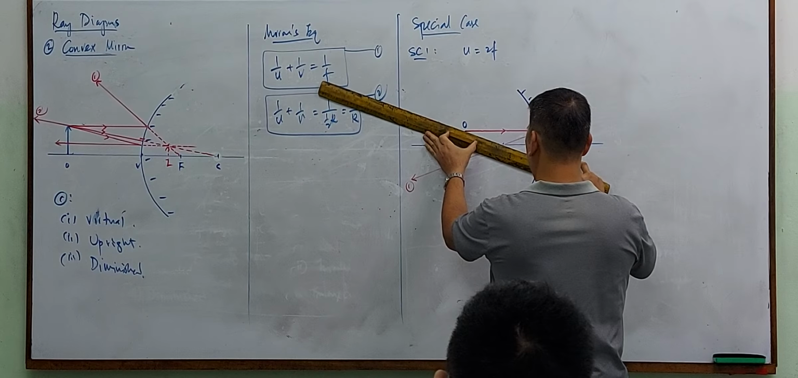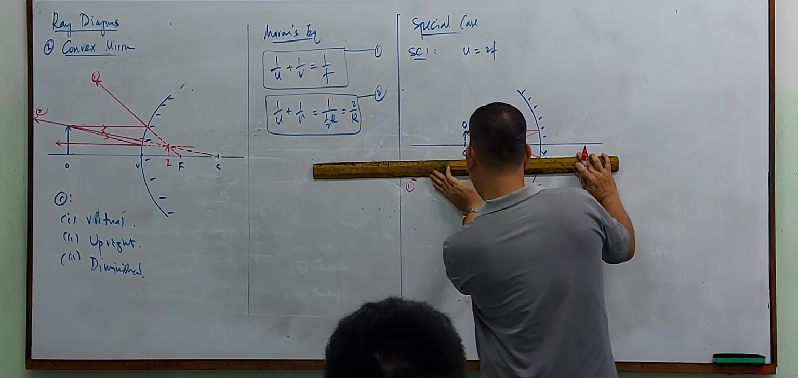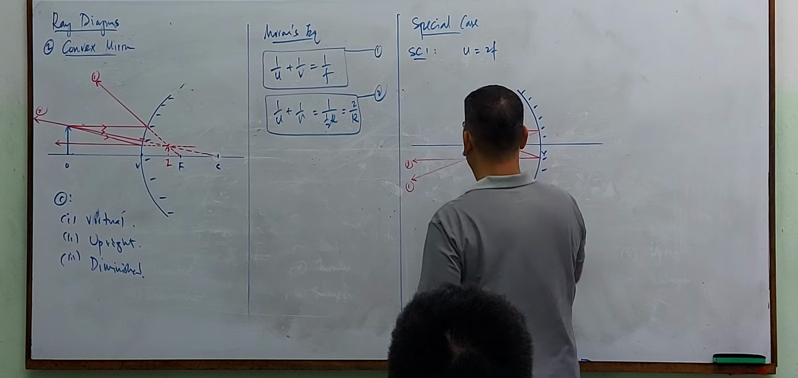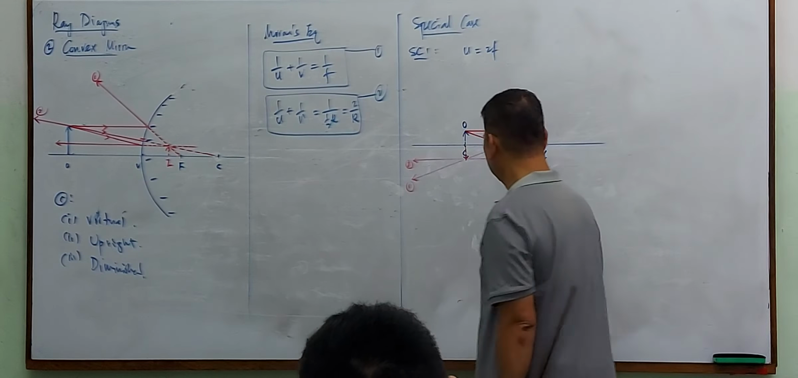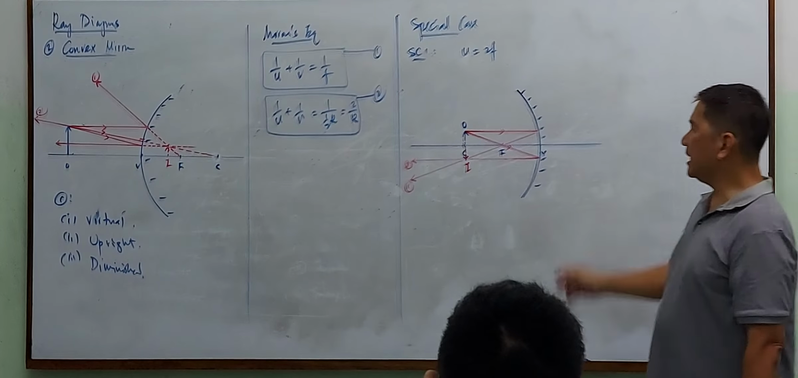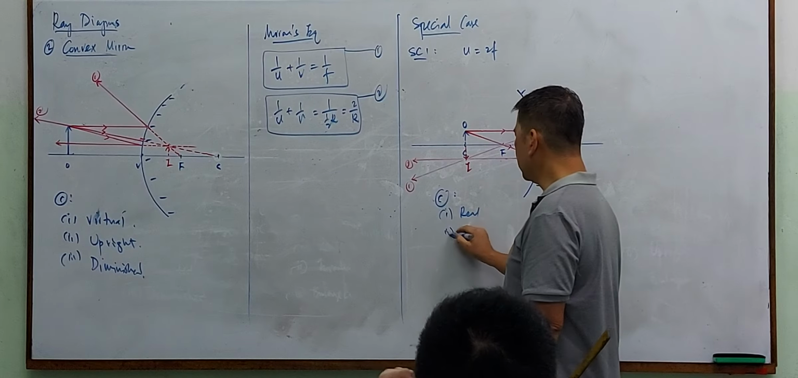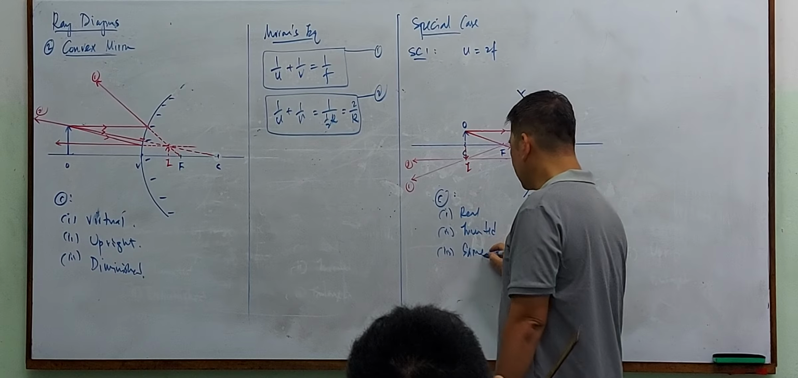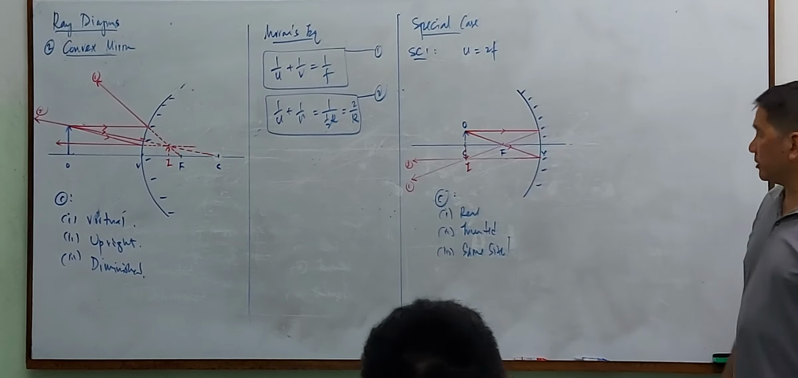If we really want to draw C, we can draw a straight line. Somewhere here, that is number 2. Now, according to theory, the answer is exactly here, right? Straight. So the image characteristic will be like this. The characteristic number 1 is still real. Number 2 is inverted, same like before. And then number 3, this one is same size. That one is for special case number 1.